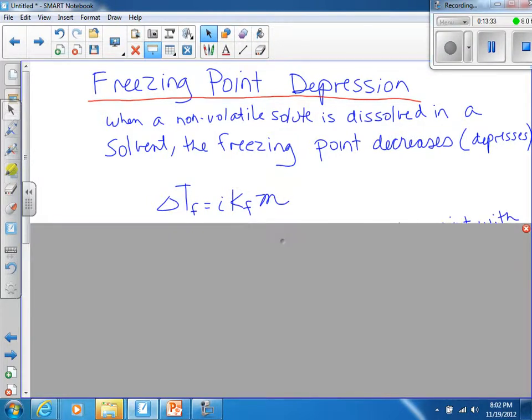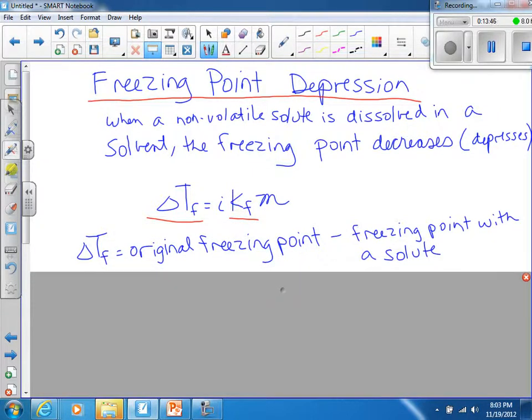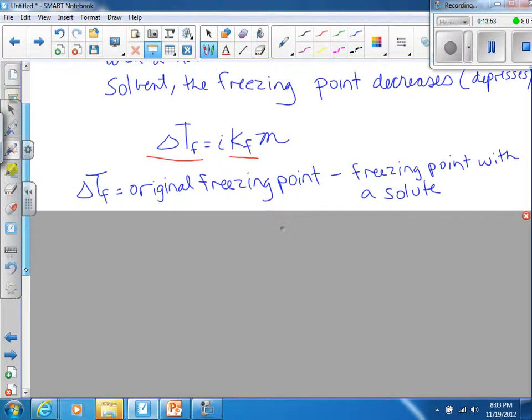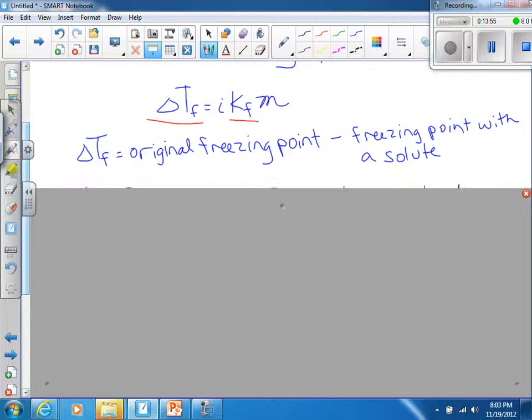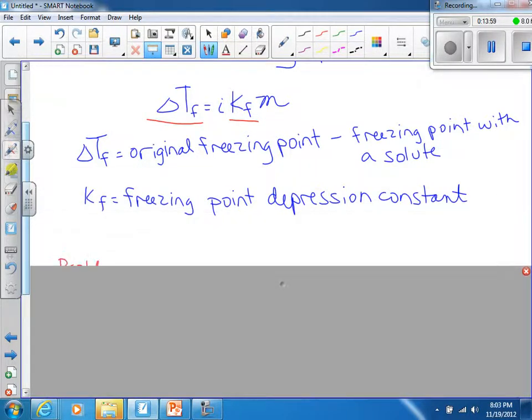So we have an equation that looks just like the boiling point elevation equation. It's just that now we have the change in the freezing point and a freezing point depression constant. So delta TF is the original freezing point minus the freezing point with a solute. So KF is a freezing point depression constant.